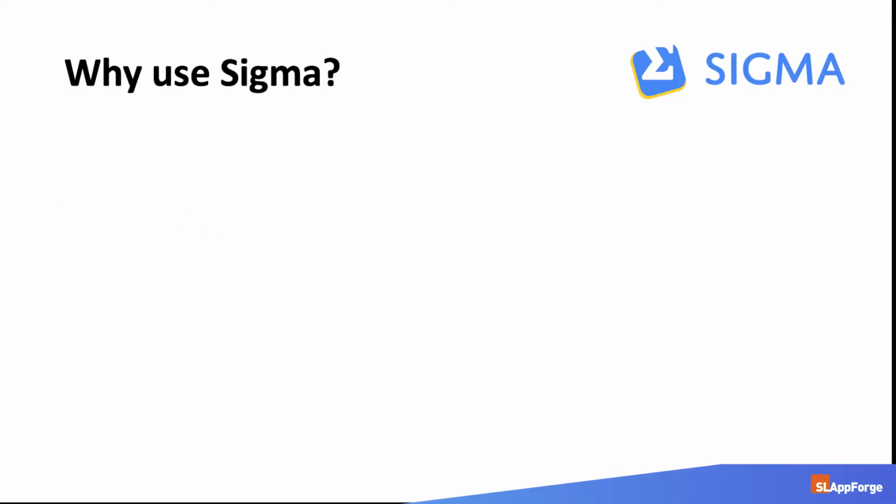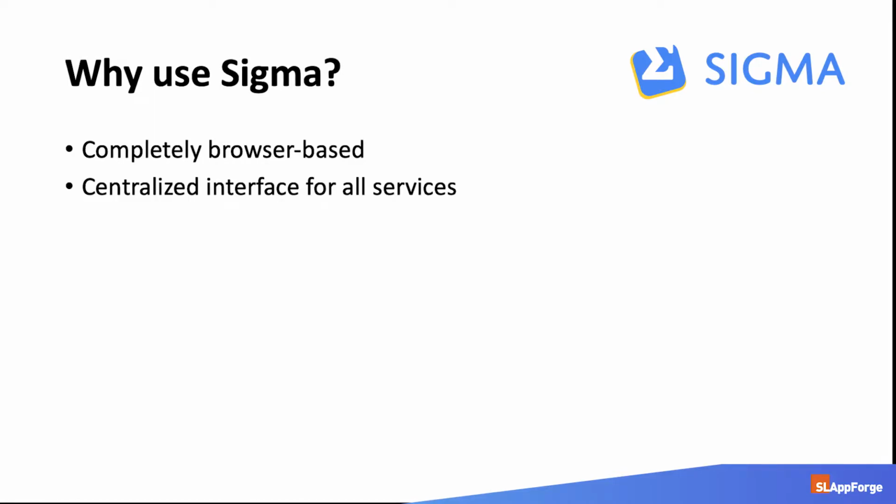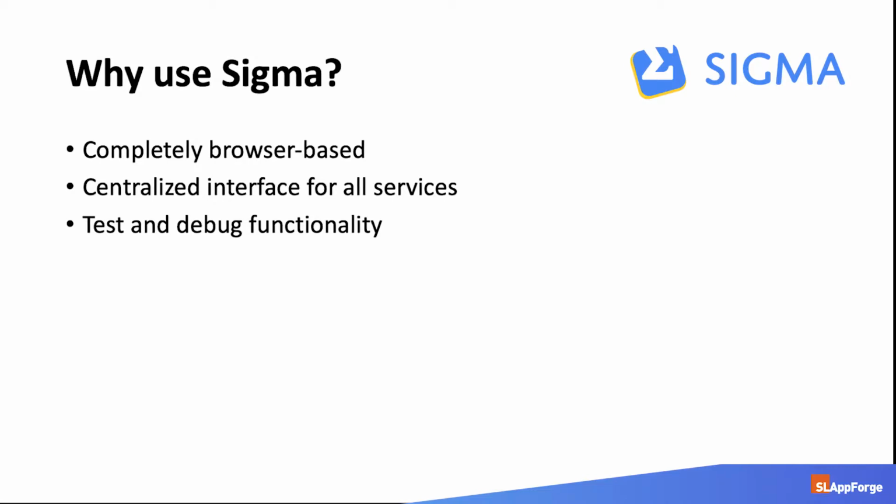Let's see some of the reasons to choose Sigma as our development tool. Since it is completely browser-based, we don't have to install any frameworks or software in our local machines. We only need a web browser and an internet connection. Sigma provides a centralized interface to manage all the AWS services we are going to use in this solution. So we don't have to switch between different consoles to configure each service. Sigma also provides the capability to test and debug our code, so we can make sure that our code works correctly with a click of a button before we deploy it into our AWS account.